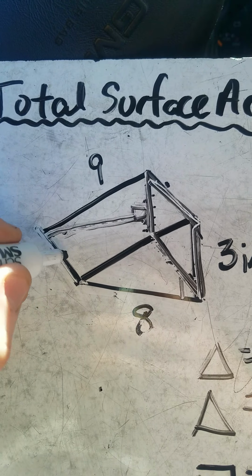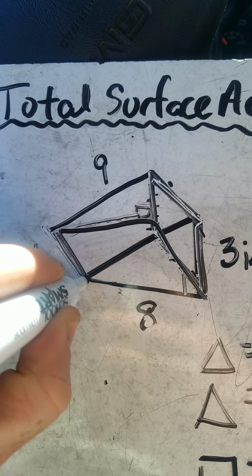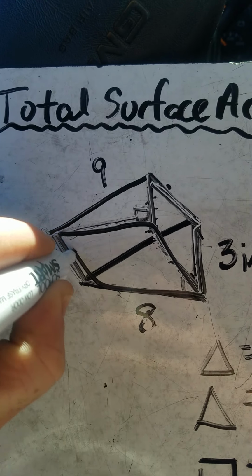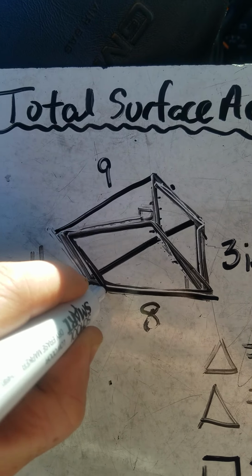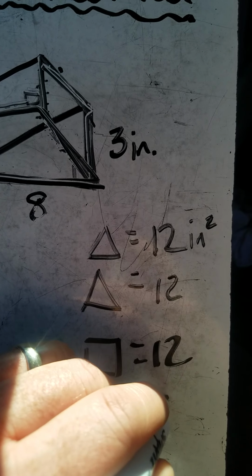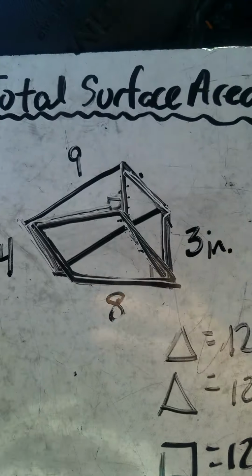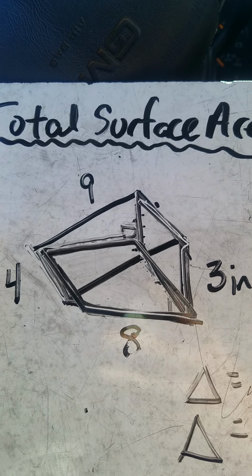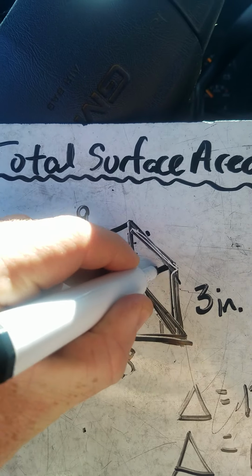Okay, some of us forgot that this has a bottom, this bottom rectangle. See how I'm tracing it? It would be sitting on the street, essentially. And that's an 8 by 4. That's a 32 square inch rectangle, 32.